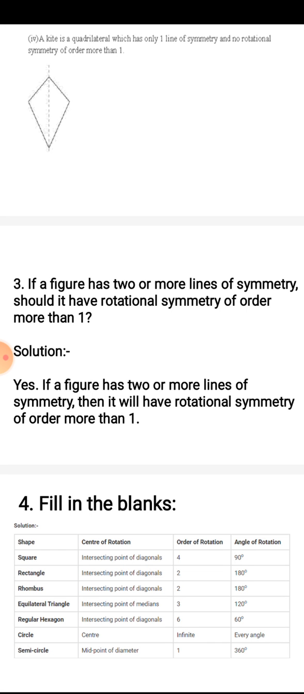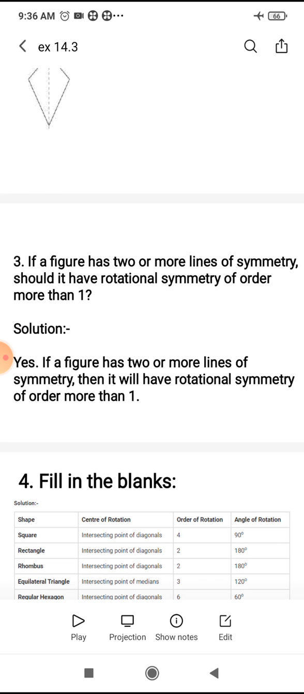Now, consider a rectangle. It has 2 lines of symmetry. What will be the order of rotational symmetry? 2. So it has more than 1. Then consider a rhombus. It has 2 lines of symmetry when we are folding along the diagonal. Then the order of rotational symmetry is also 2. So if a figure has 2 or more lines of symmetry, then it will have rotational symmetry of order more than 1.